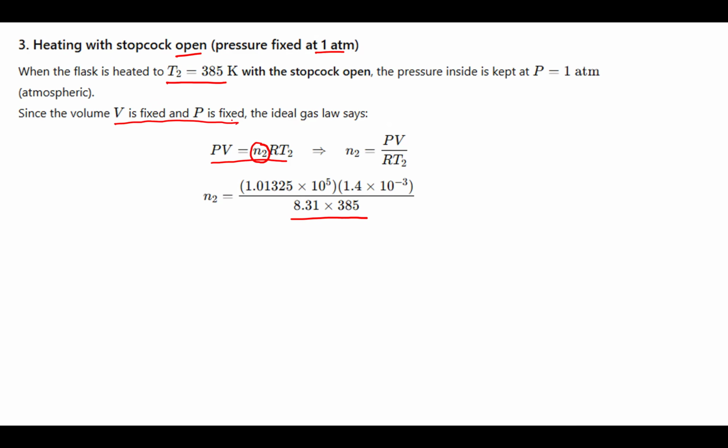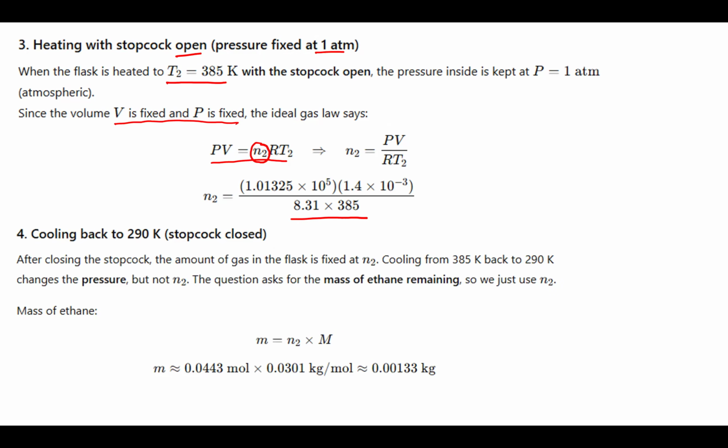Then we cool back to 290 K. Now the stopcock is closed. What is happening is that the amount starts from N1 and then changes to N2. The question asks for the mass of ethane remaining, so we just use N2 times the molar mass, and then we get this result.